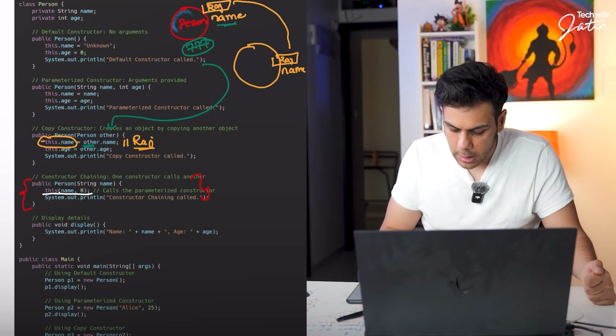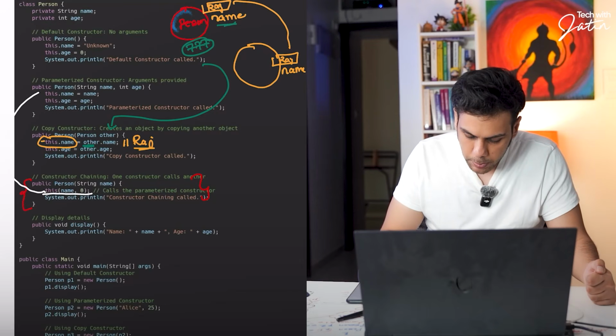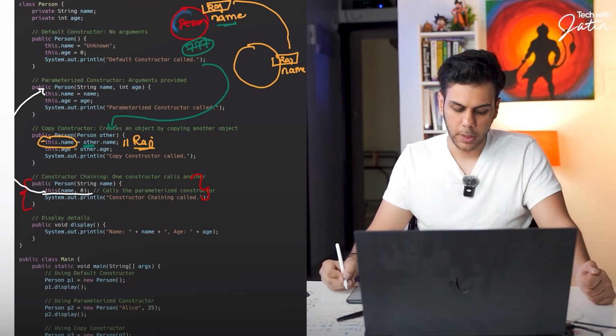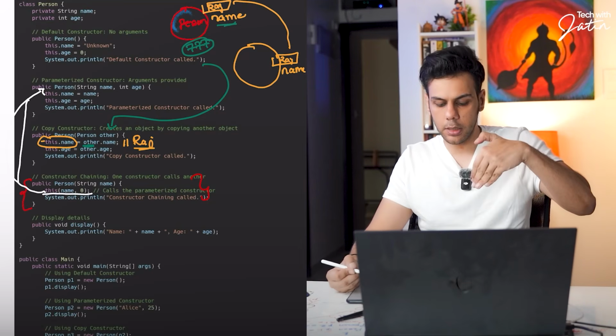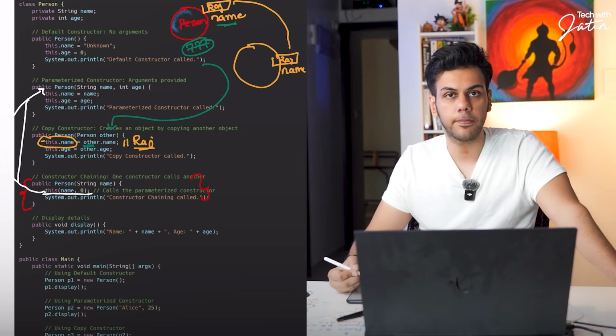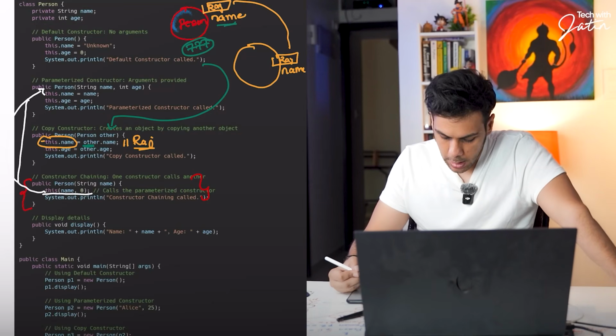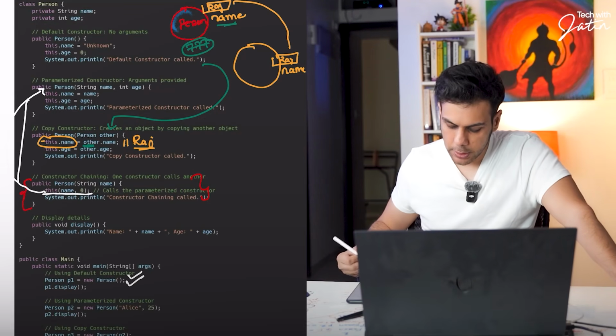When I say this, round bracket, name comma 0, what is going to happen? The control is going to go to this particular constructor. Okay, so this constructor will be called. When one constructor is calling another constructor, it's called constructor chaining. Is this part clear to everyone? Perfect.